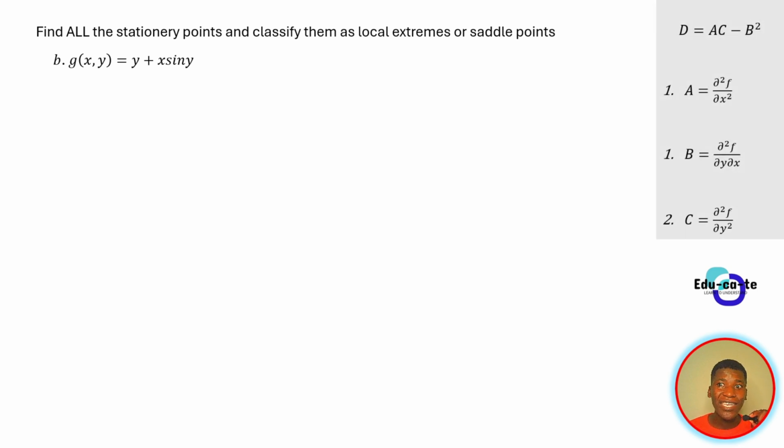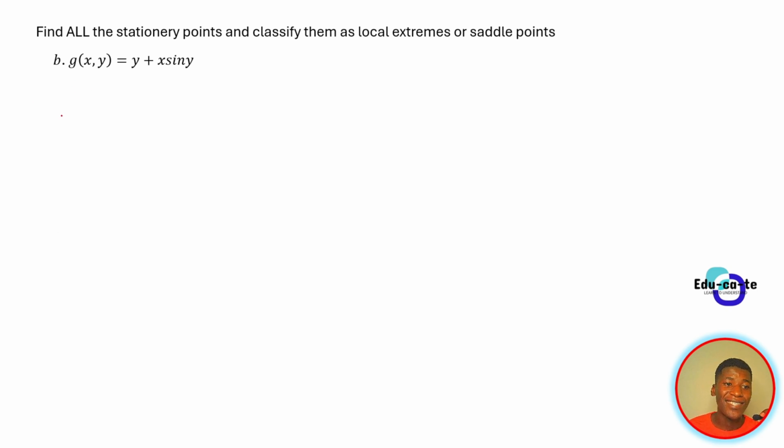So basically we need to find the points first. Before we get anywhere, let us find those points. To find the stationary points, remember that you have to find the gradient of the function. The gradient of the function is the partial derivative of this function with respect to x i, plus the partial derivative of the very same function with respect to y, and then you put j here.